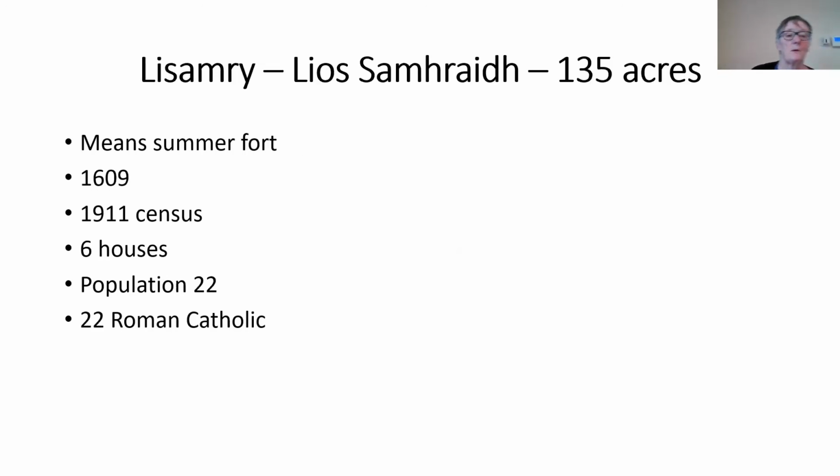Lissamry, again, a small townland of 135 acres. It means the summer fort. Lis or Rath will always give you a meaning of fort. On the maps in 1609, in the 1911 census, this townland had only 6 houses with a population of 22, all of whom were Roman Catholic.